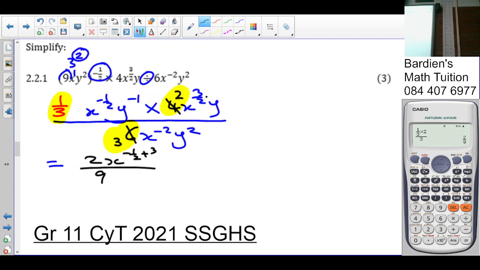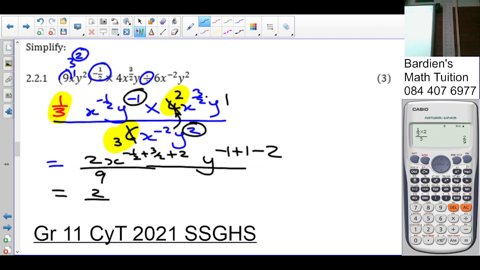plus 3 over 2. Why am I adding? Based on the same, and we multiply. And then plus 2y, because I'm subtracting from the denominator. And then it's by y minus 1, which is this one here. What is this? It's a 1, so it's going to be plus 1. And this? Minus 2. So it's going to be 2 over 9 x.